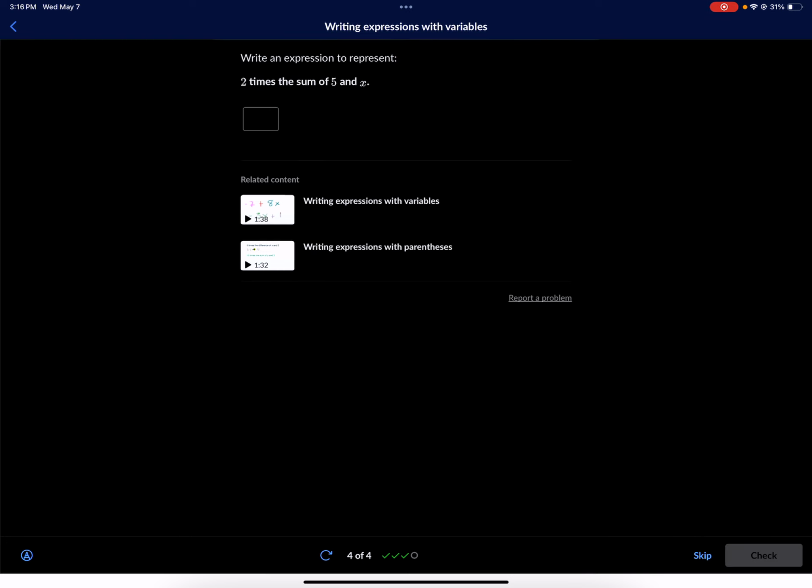Write an expression to represent 2 times the sum of 5 plus x. I'm going to let you guys take a crack at this one, and then we'll do it together.